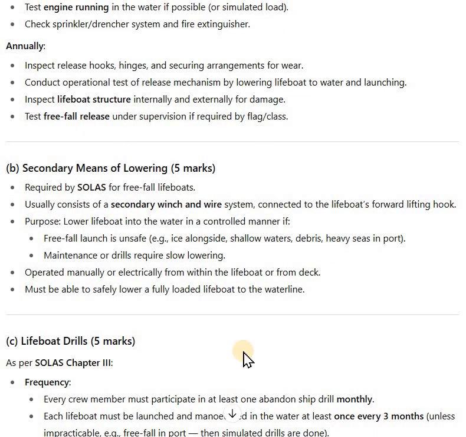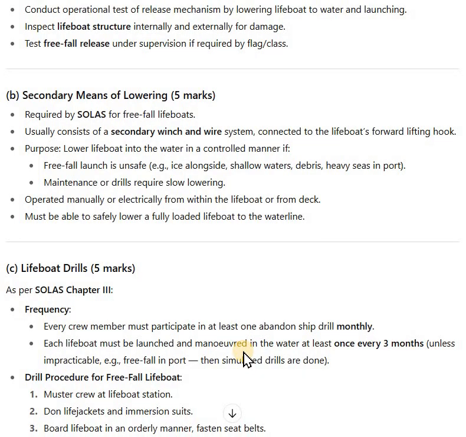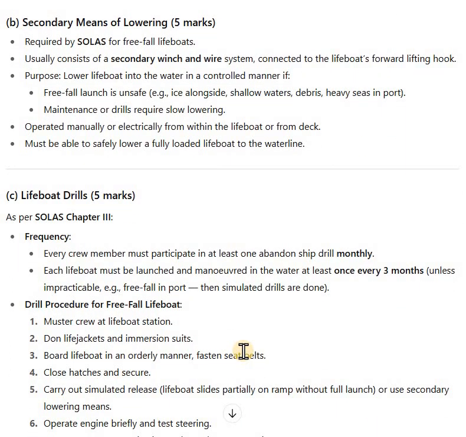The secondary means of lowering required by SOLAS for a free fall lifeboat usually consists of a secondary winch and wire system connected to the lifeboat's forward lifting hook. Purpose: lower the lifeboat into the water in a controlled manner if free fall launch is unsafe, or for maintenance or drills requiring slow lowering. Operating manually or electrically from within the lifeboat or from the deck, it must be able to safely lower a fully loaded lifeboat to the waterline.